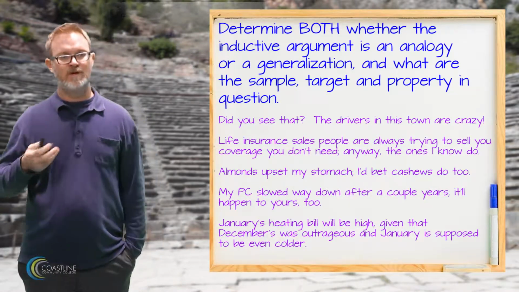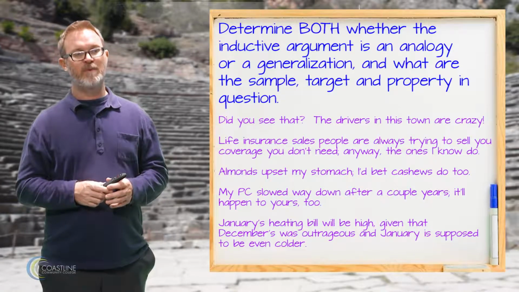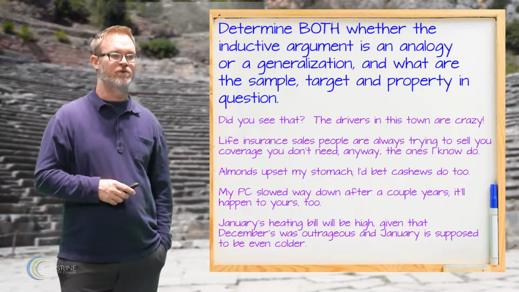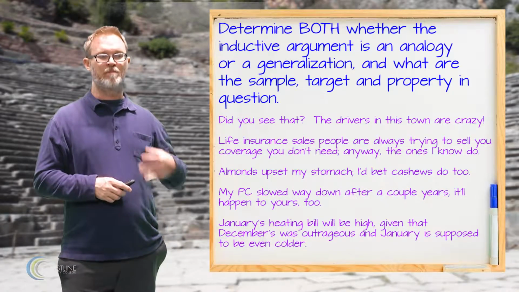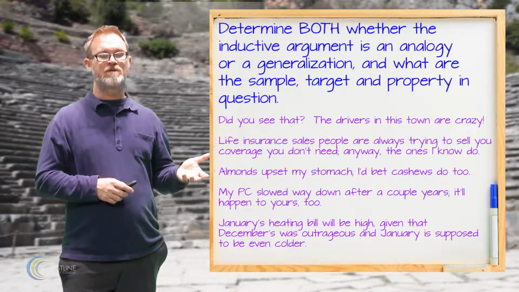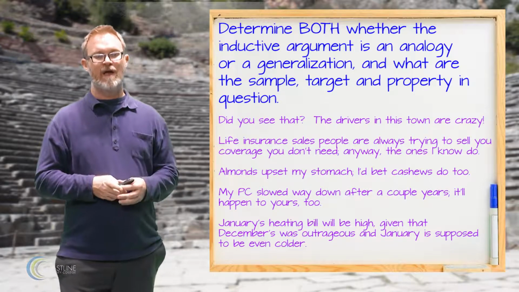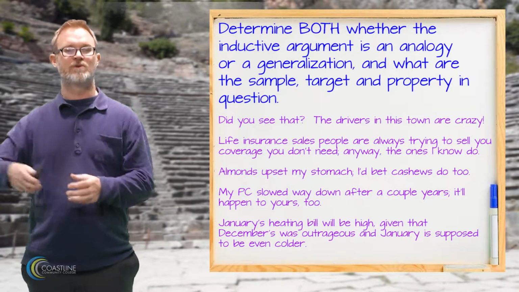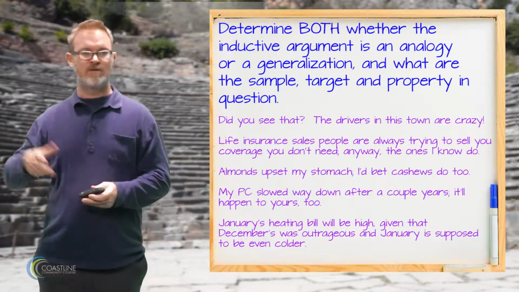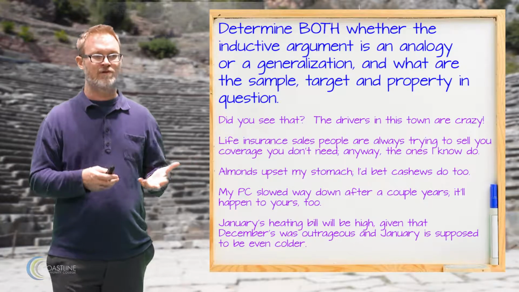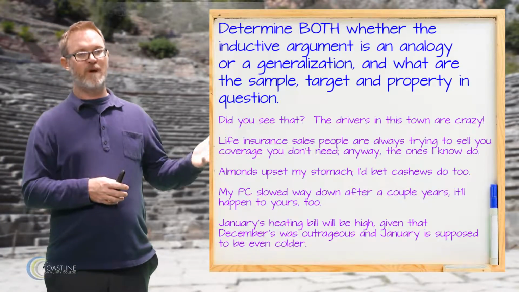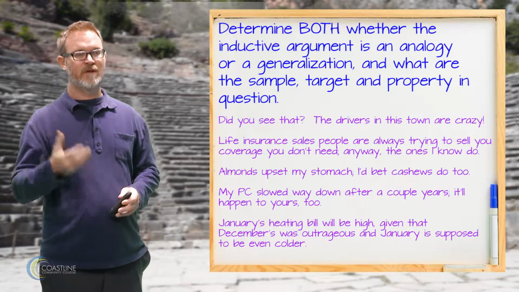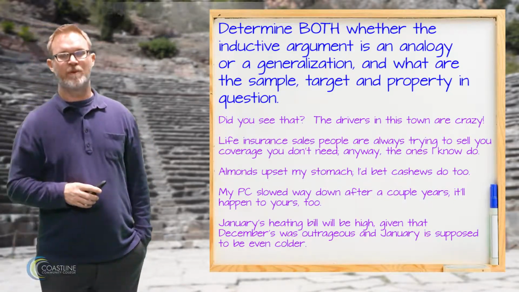Okay, the next example we have, it says my PC slowed way down after a couple of years. It'll happen to yours too, right? Here the sample seems to be my PC, and then the target seems to be yours, right? It's going to happen to yours too. So the sample is my PC and the target is yours. So that means we have an analogy here. The sample is my PC, the target is yours. And then the property in question seems to be something like slowing way down after a couple of years.